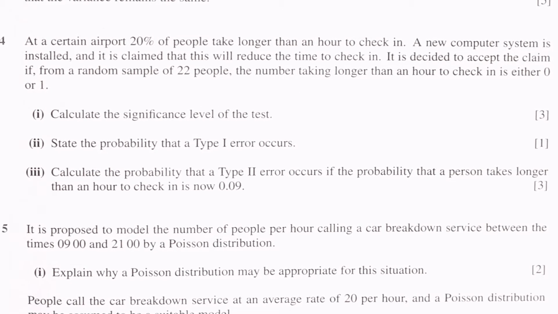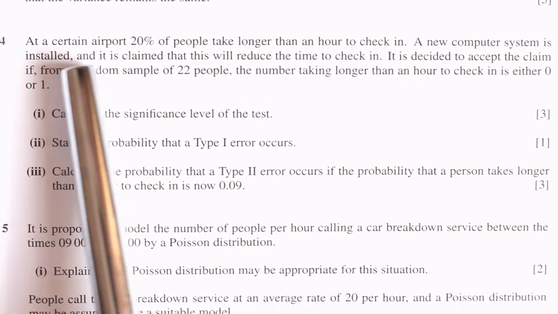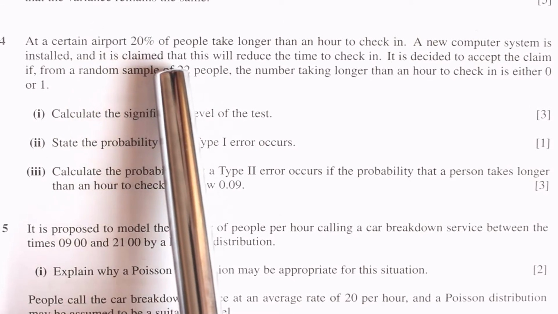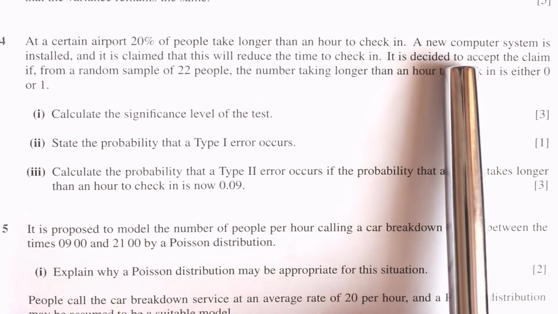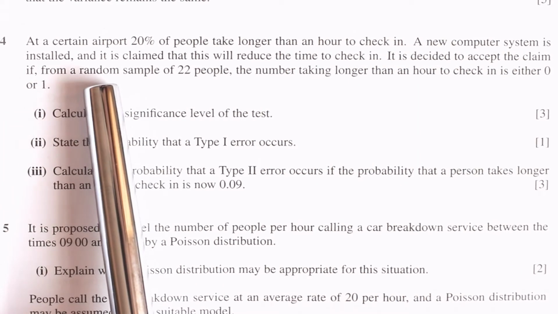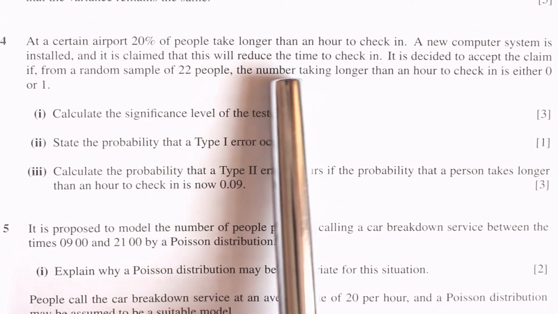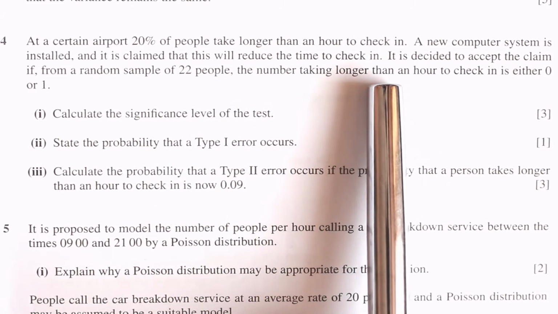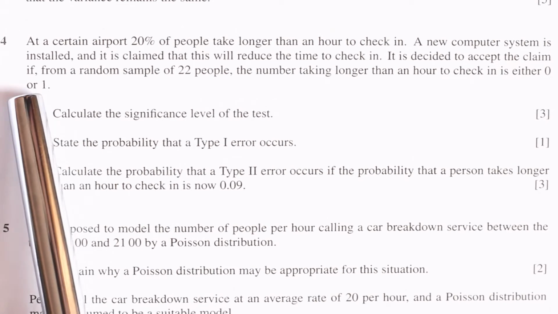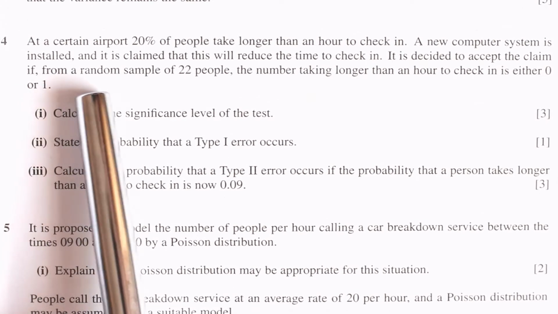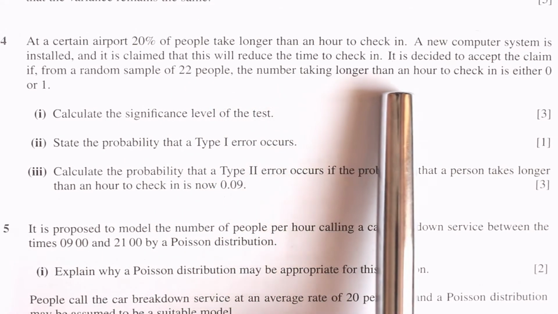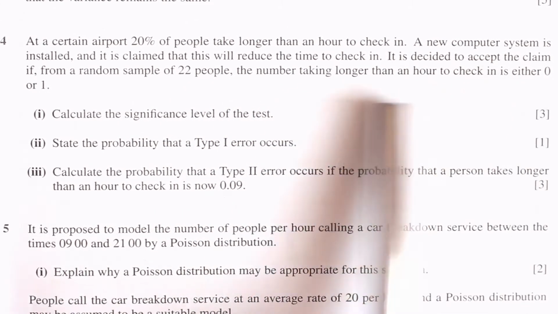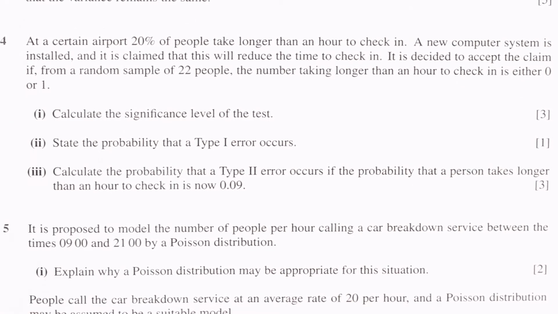Let us move on to question number 4 now. At a certain airport, 20% of people take longer than an hour to check in. A new computer system is installed, and it is claimed that this will reduce the time to check in. It is decided to accept the claim if, from a random sample of 22 people, the number taking longer than an hour to check in is either 0 or 1.